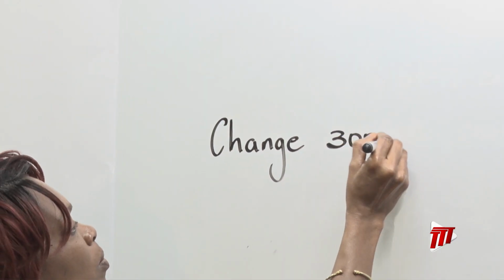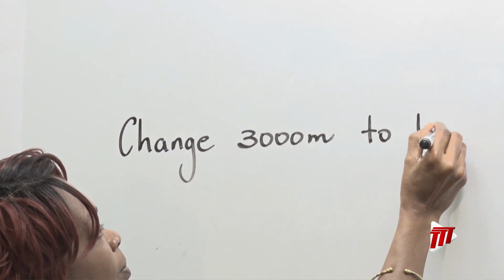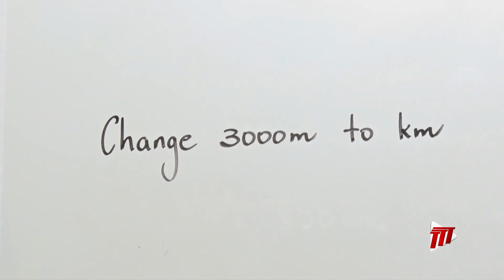Okay, boys and girls, now we are going to do something a little bit different. Look at the board with me. All right. Now, let's read. Change 3,000 meters to kilometers. Let's go back to the table.